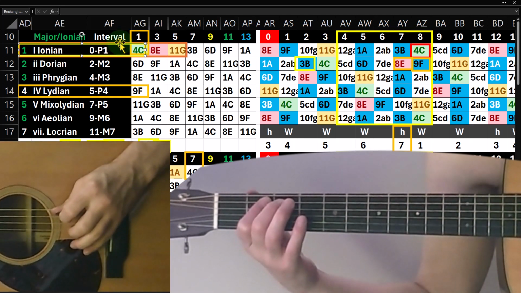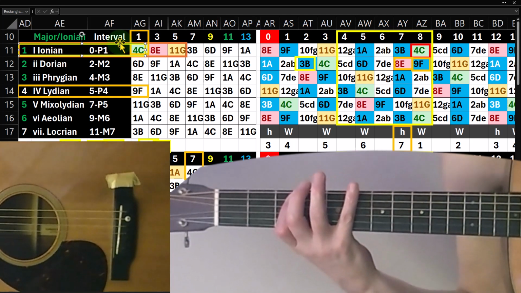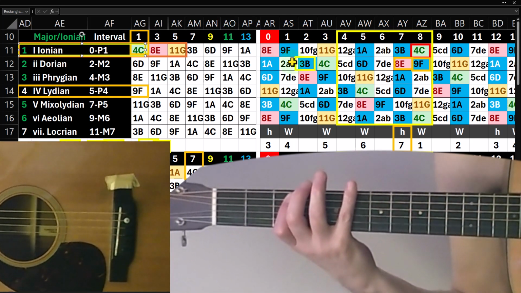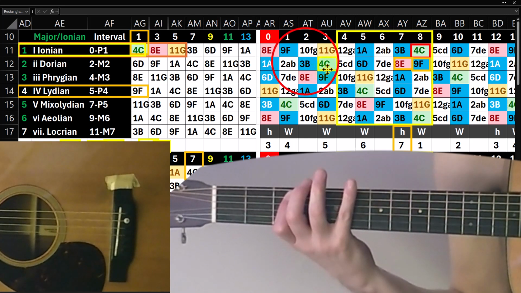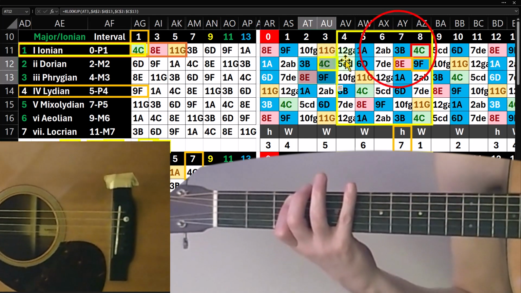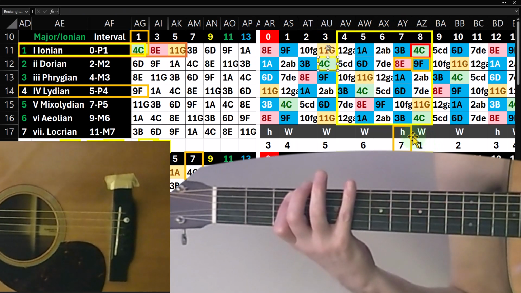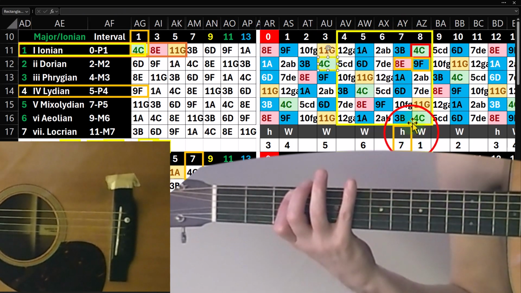So there's the C tonic. And you can see the C here is in the top of the house again. It's C's house looking towards the ocean. Same shape that we have over here. And then I'm going to get back to that E.